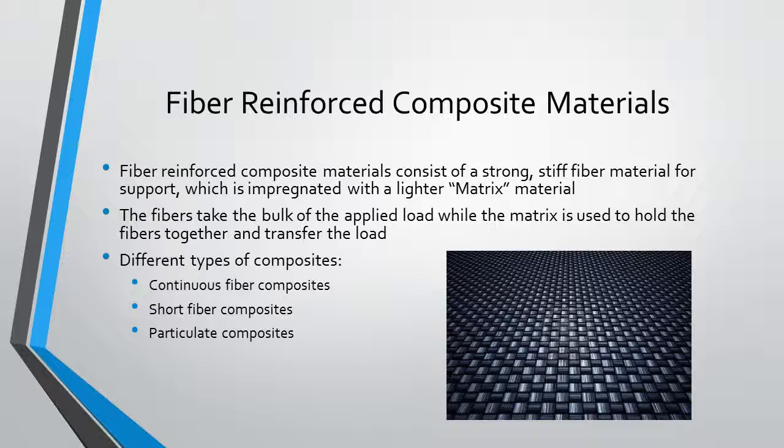A fiber-reinforced composite material consists of a strong fiber filament that is usually a material with a high Young's modulus, a high density, and a high cost associated with it. This is generally surrounded by a different material known as the matrix. The matrix material is generally more pliable and less dense. The fiber is the main support mechanism that takes the bulk of the applied load, while the matrix is used to distribute the load to the fibers, as well as hold the fibers together.